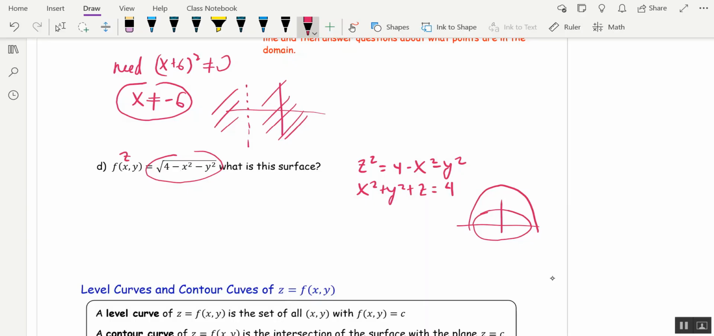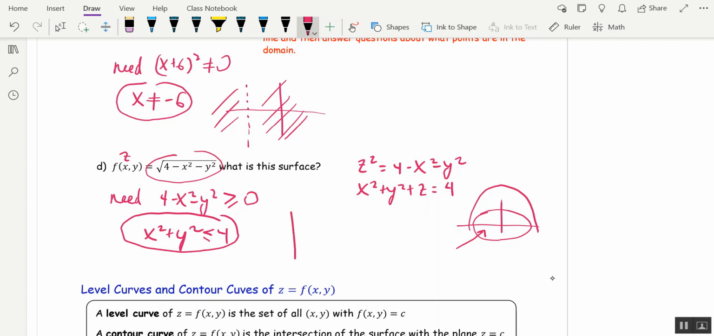All right, now what is the domain? Well, you can see from my picture, the domain should be these x, y's inside that circle of radius 2. So let's just go through that. For the domain, we need 4 minus x squared minus y squared to be greater than or equal to 0. And that's x squared plus y squared less than or equal to 4. And sure enough, that's a circle of radius 2. Now this time, I'm using a solid line for this circle because those points are actually part of the domain. And since this is less than or equal to, I want the inside. If it were greater than or equal to, I would want the outside.